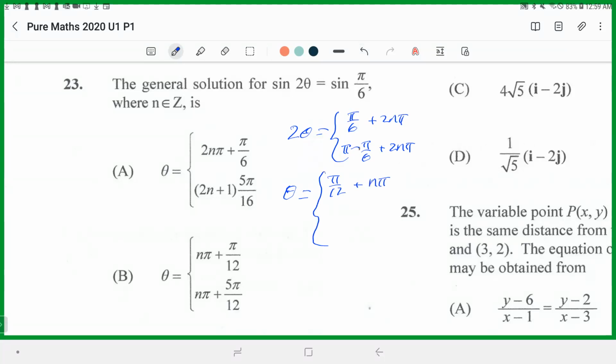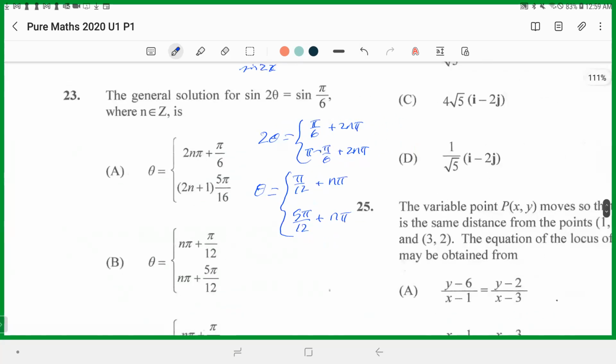And this one is really 5 pi by 6, because this is the same as 6 over 6. So this is 5 pi by 6, and divided by 2 becomes 5 pi by 12 plus the same thing again. You divide this by the 2, you get n pi. So wherever that answer is, it is the answer. So it is this one. That is it.